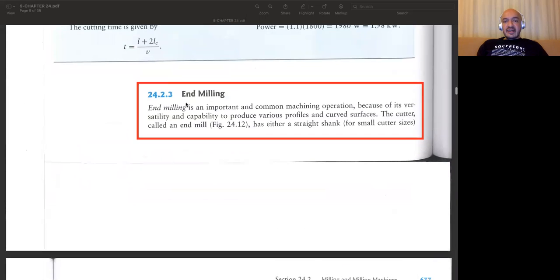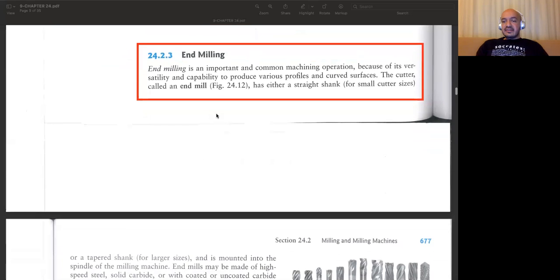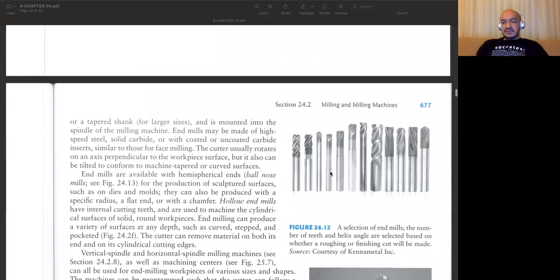Now let's briefly talk about end milling. End milling is one of the most common milling operations, and I may show you some examples while we are having the synchronous sessions in the upcoming days. And there are different types of end mills. You see, they're all end mills. We can have various sizes. Their tips might be a bit different. You may have circular end mills, flat end mills.